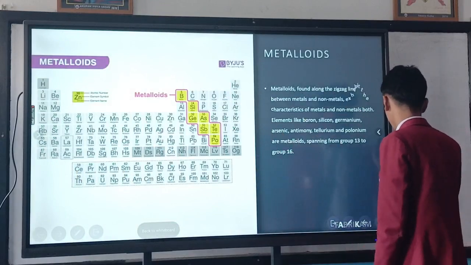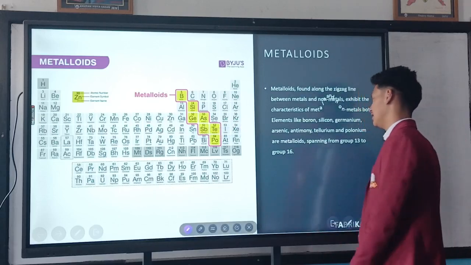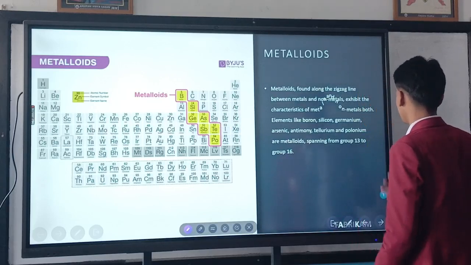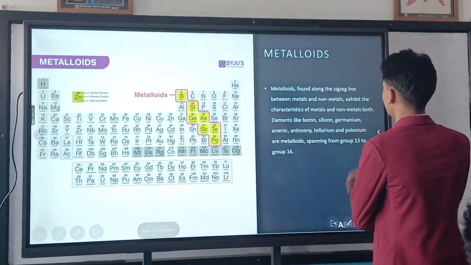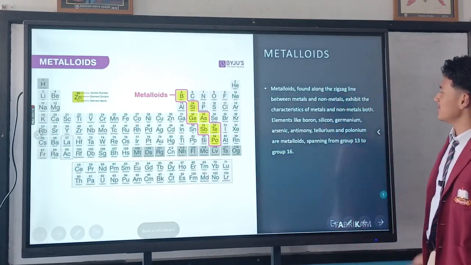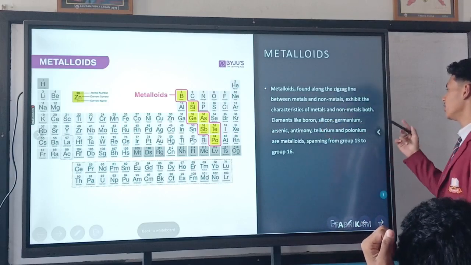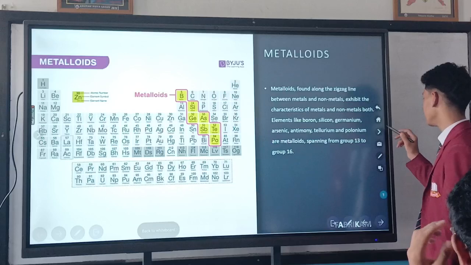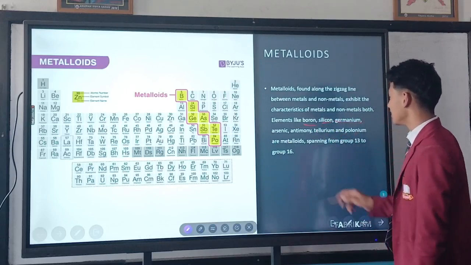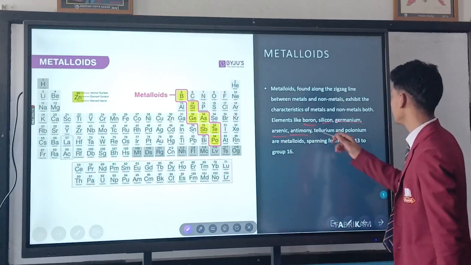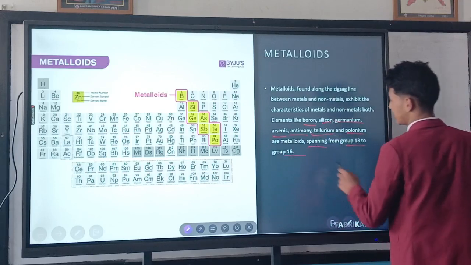Metalloids. First of all, metalloids are good and bad conductors of heat and electricity. Metalloids found along the zigzag line between metals and non-metals exhibit the characteristics of both metals and non-metals. Elements like boron, silicon, germanium, arsenic, antimony, tellurium, and polonium are metalloids spanning from group 13 to group 16.